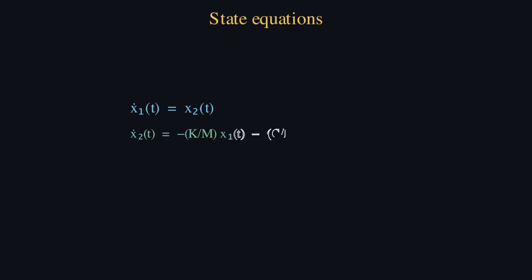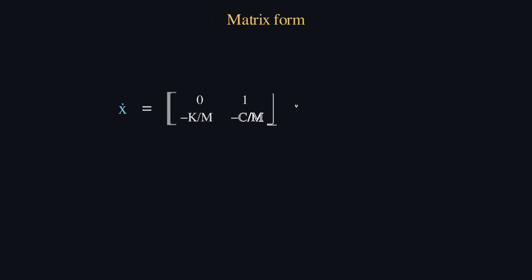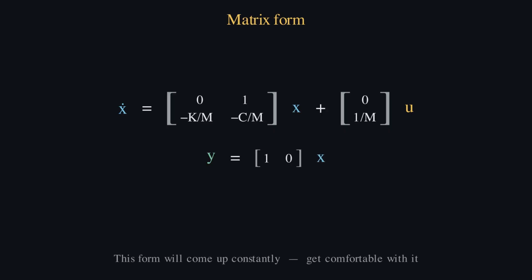If we choose position as the output, we simply add that y of t is equal to x1 of t. Now, this is a set of first order linear differential equations, and is what we call from now on the state equations. It can be written in extremely compact form through matrix form. This form will come up constantly throughout this course, so it's important to get comfortable with it right from the start. This exact same system can also be represented through its transfer function.